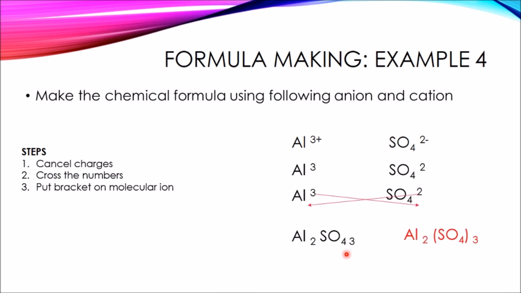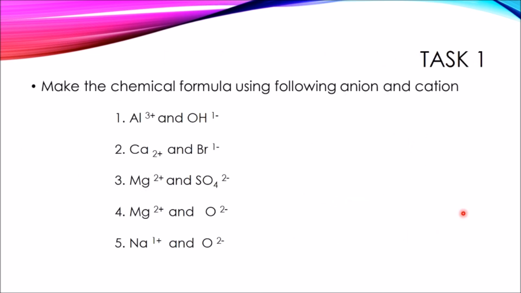Once you put the bracket on SO4, you're going to get that 3 outside the bracket, and this 3 is actually on the whole of SO4. This is aluminium sulfate. Some students get confused that we have to multiply 3 by 4. No, this is just the shifting of numbers. You don't have to multiply, you don't have to solve anything because it's not mathematics. This is formula making in chemistry.